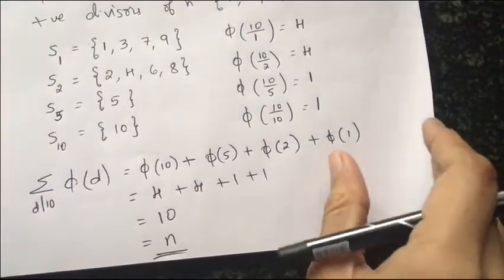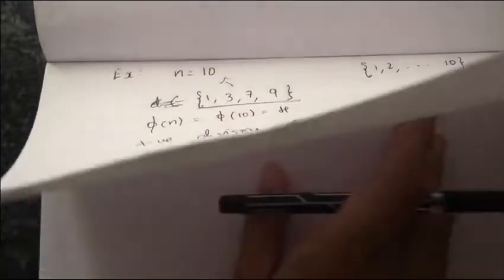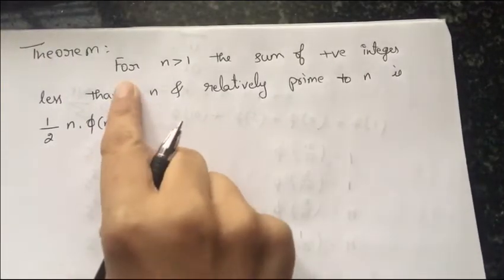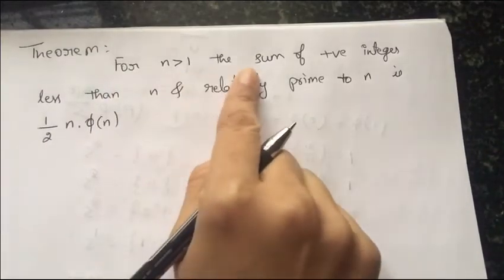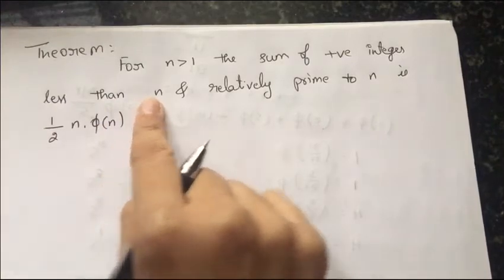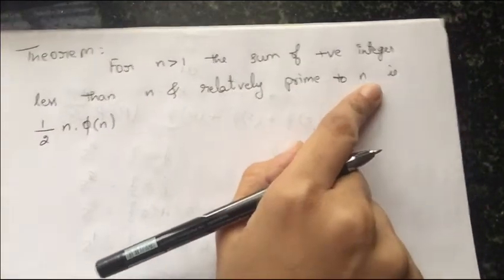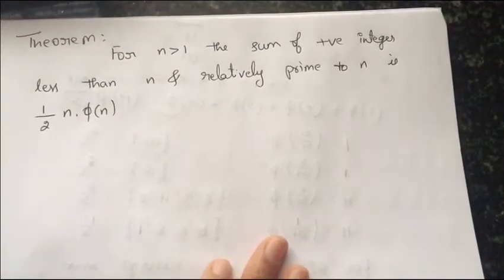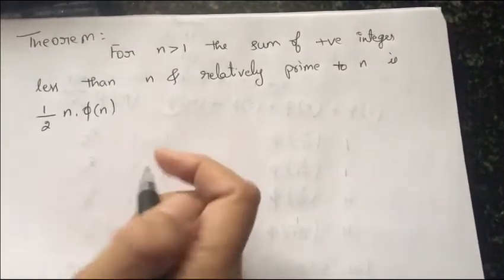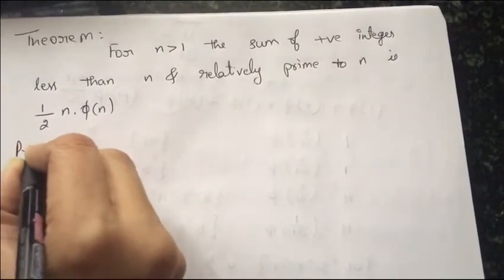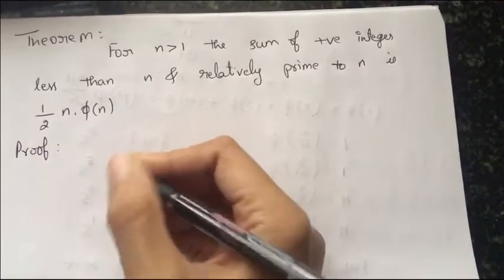Let us look at another property. The property says, for n greater than 1, the sum of all positive integers less than n and relatively prime to n is nothing but half into n into phi of n. It's a very useful property of the phi function. Let us prove it first, then we'll go for the example.